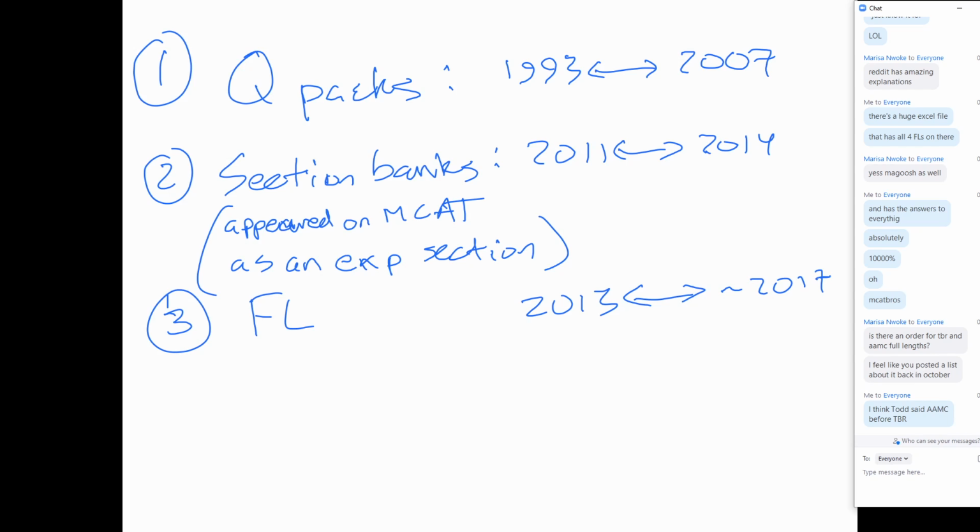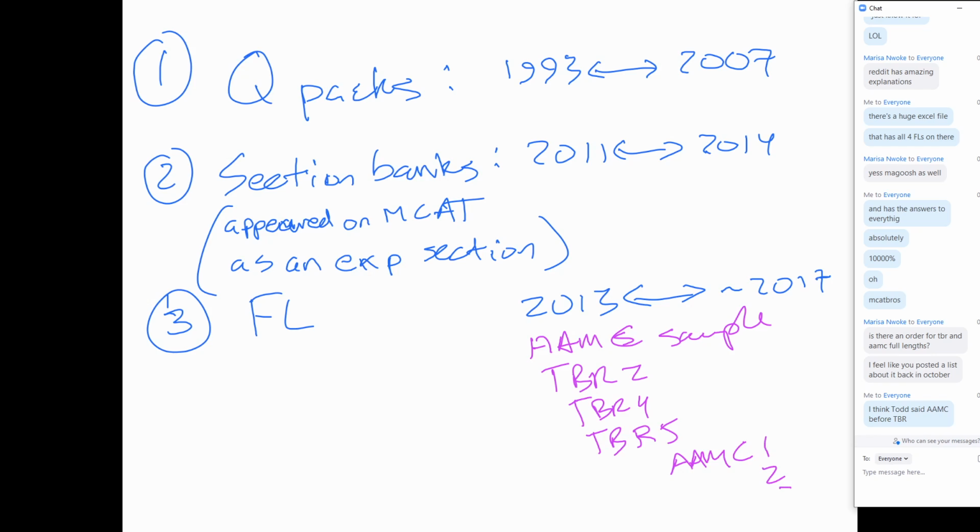Oh yeah, double AMC. Oh, is there an order for TBR and full length? I would do TBR, or sorry, now I do double AMC sample. And I would do TBR2, TBR4, TBR5, AMC 1, 2, 3, and 4. Those would be the 8 I would do.